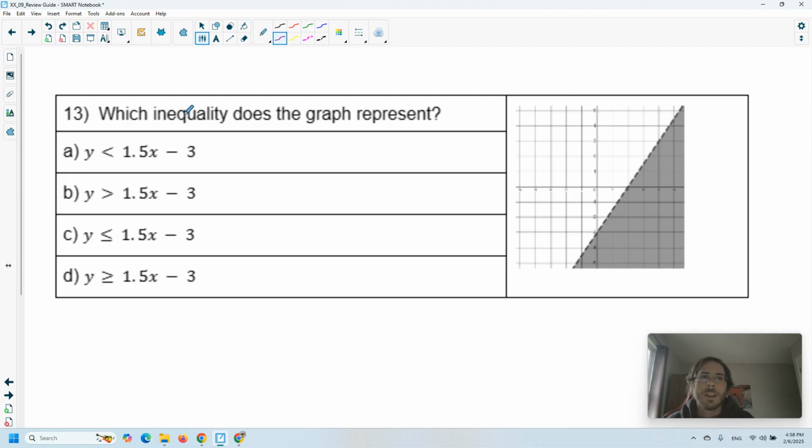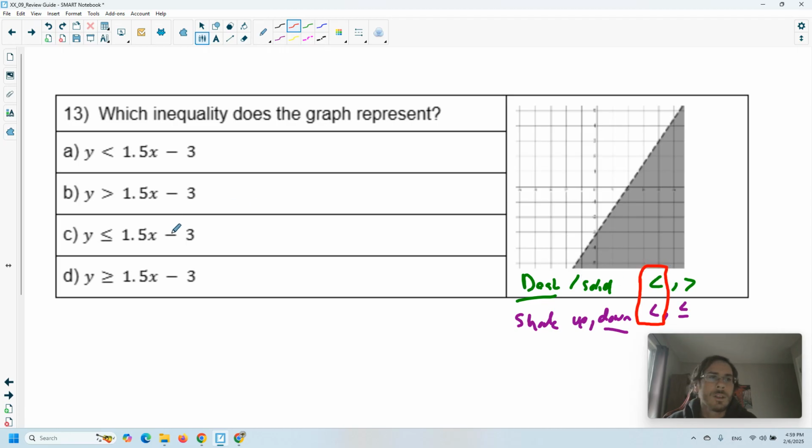For 13, we have to find out what this one represents, so we're kind of going backwards, and that's fine. So again, the first question is, is it dashed or solid? Well, if we look here, it's dashed, so that means it's going to be one of these two. Then we have to decide, is it going to shade up or down? We see we're shading down, below the line, so that means we need a less than or less than or equal to. And the only one that matches up in both options is the less than.